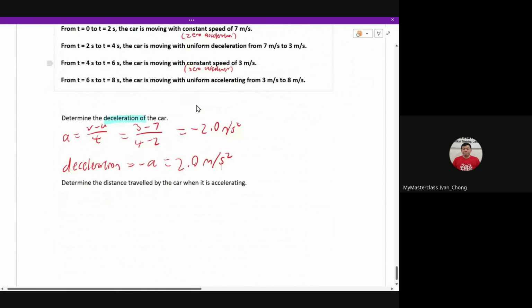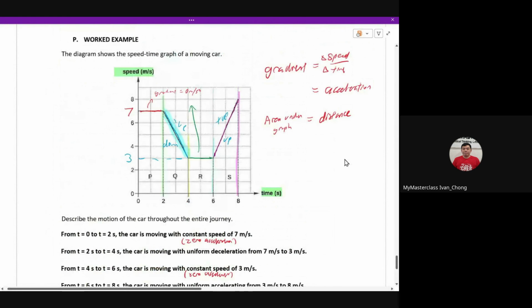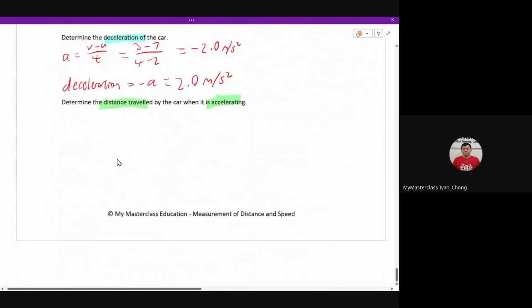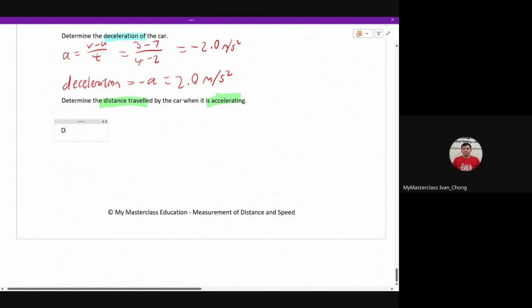Okay. Next part, read the question carefully. When the car is accelerating, what is the distance traveled? So they're asking you, what is this distance? They're asking you. So area under graph, you can see this part is actually a trapezium, but if you haven't learned the trapezium formula, what we can do is chop it up. So you can see this is actually a triangle and a rectangle, right? So all you need to do is write this first. Always important. Distance equals area under speed time graph. If you don't write this, you might lose marks. So please be important. Do take note.